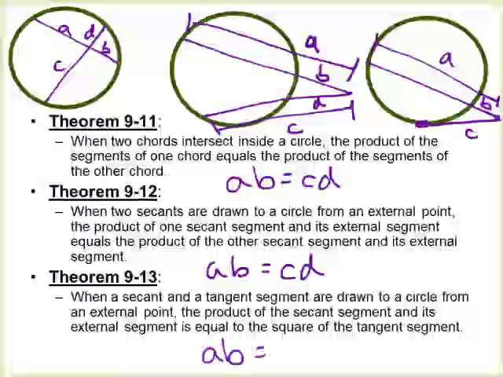So for the secant, we'll do the same thing, whole thing times outside. But when we have a tangent, since it just has one piece, we multiply it by itself, or square it. So chords, if the intersection happens inside with chords, multiply the broken pieces. If the intersection happens outside with secants, whole thing times outside. And then if there's just one piece because it's a tangent, we multiply it by itself, or square it. So let's look at some examples of these.